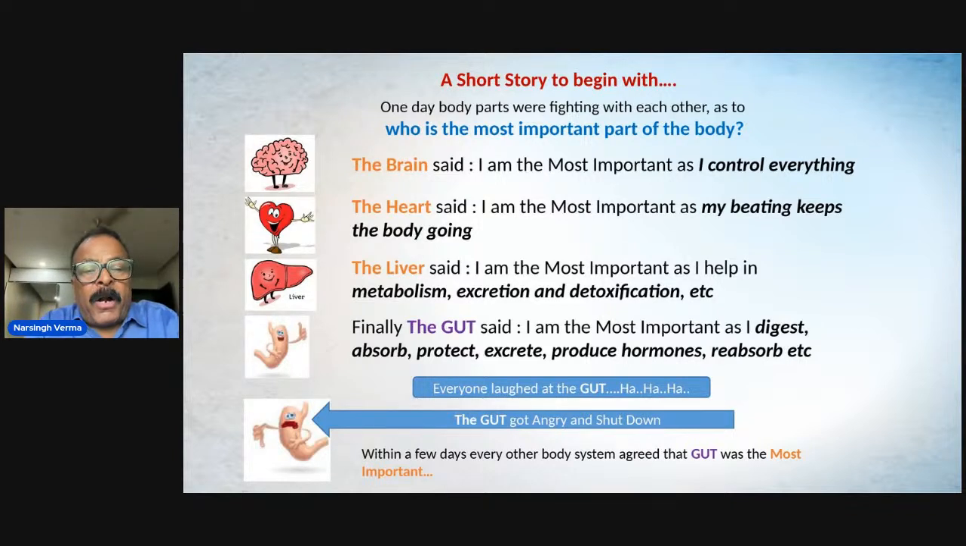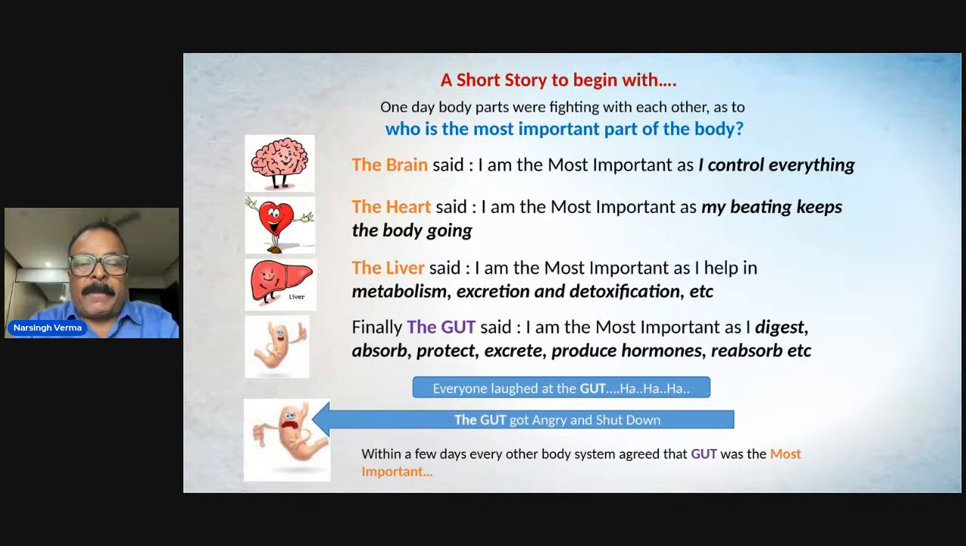One day, body parts were fighting with each other as to who is the most important part of the body, as usually occurs in a team. Sometimes it occurs that who is the best out of the team. And we know that our body is made of trillions of cells, and the cells make the particular organ, and organs unite and make the system, and systems unite to form a body. But the story is that the body parts are fighting about who is the best.